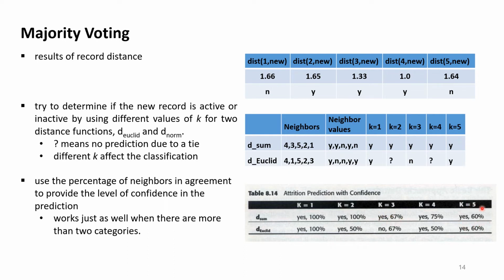One more example here: let's say k is 5. You select 5 neighbors, and there are 3 y, 2 n, so your prediction is y. The number of votes for this prediction is 3, and the total vote is 5. So 3 divided by 5 is 60%. That's how you compute confidence in majority voting.